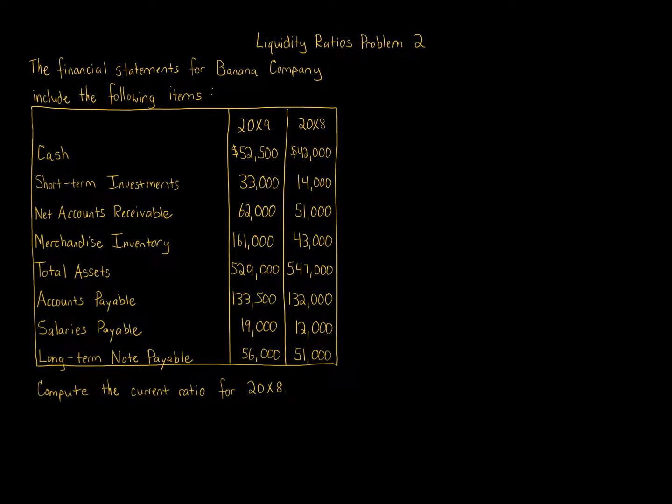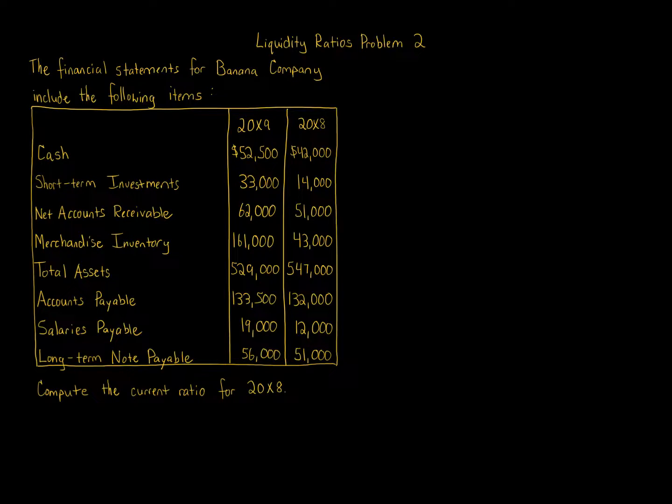Merchandise inventory 20x9, $161,000. Merchandise inventory 20x8, $43,000. Total assets 20x9, $529,000. Total assets 20x8, $547,000. Accounts payable 20x9, $133,500. Accounts payable 20x8, $132,000. Salaries payable 20x9, $19,000. Salaries payable 20x8, $12,000. Long-term note payable 20x9, $56,000. Long-term note payable 20x8, $51,000. Compute the current ratio for 20x8.